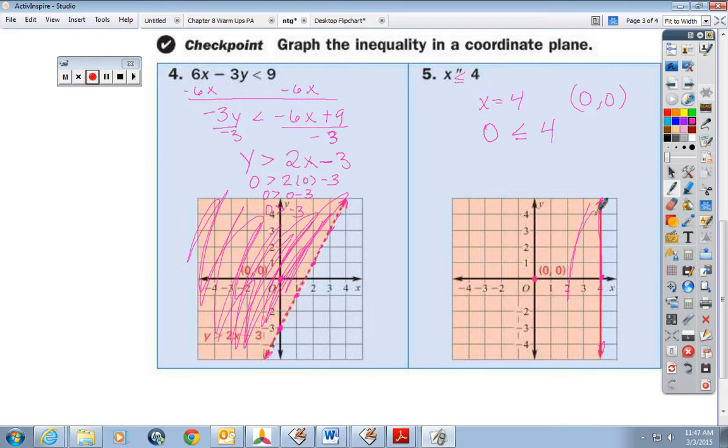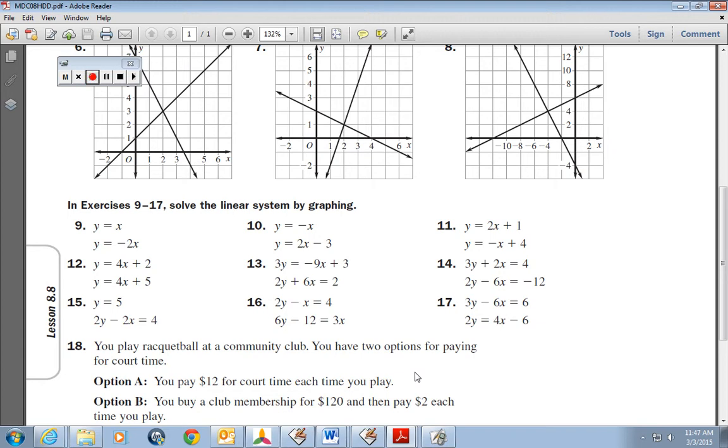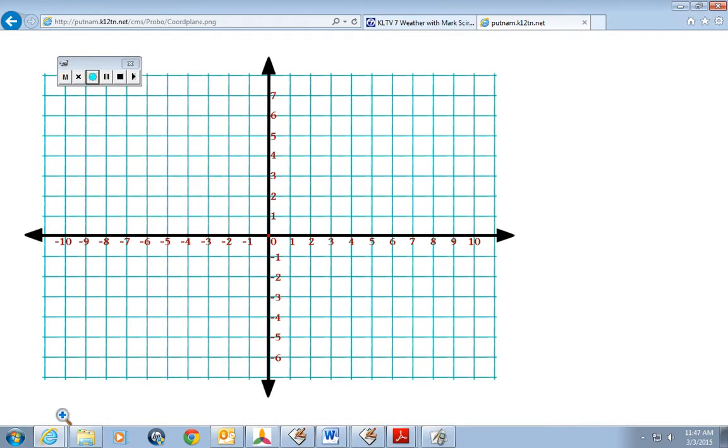Now, I'm also going to give you another example. I'm going to work out one of the problems from the homework with you. So if you'll flip to practice A. Oh, I did it on here. Somebody, I'll call it out. That's on here. Okay. So if you look at number, I think let's do number 10.